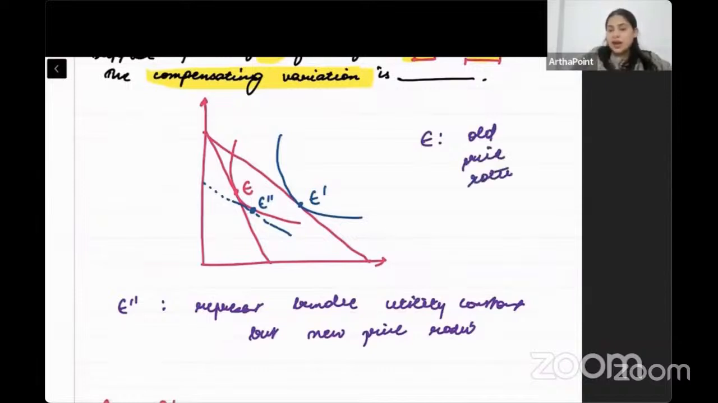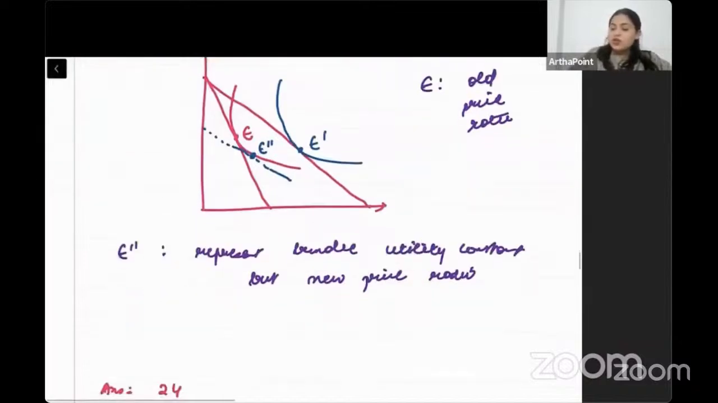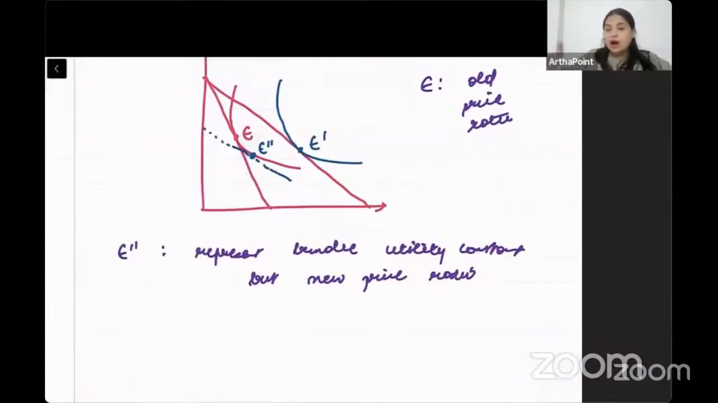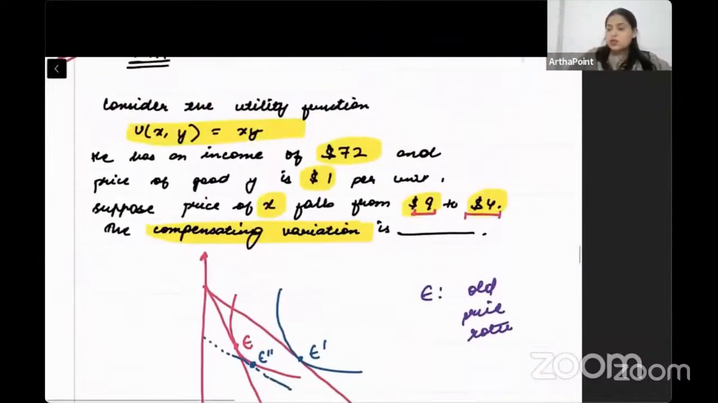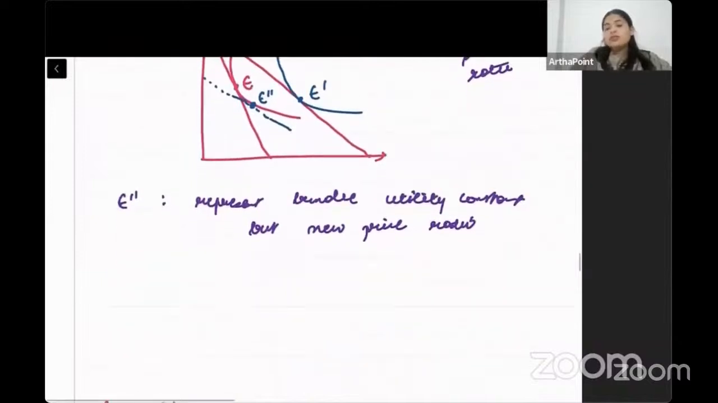अब क्या करना है? ध्यान से सोच के देखो. You need to go ahead and you need to find out compensating variation. माने you need to find out how much income should be taken away from the consumer. क्योंकि price गिर रहा है ना, तो he must give up on his income. So how much income should be taken away from the consumer such that his utility is intact, constant.